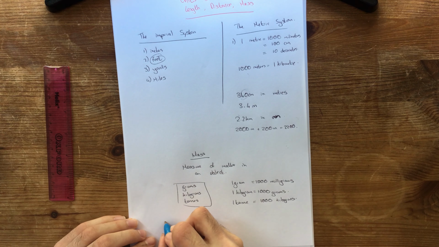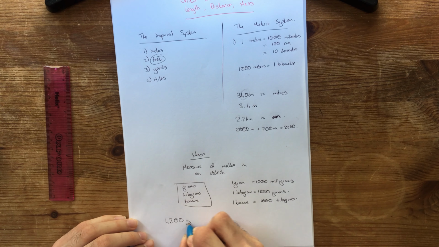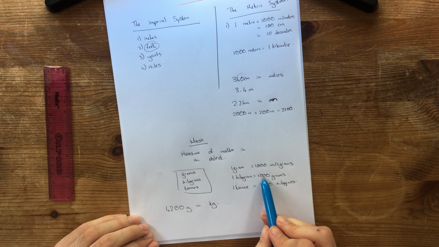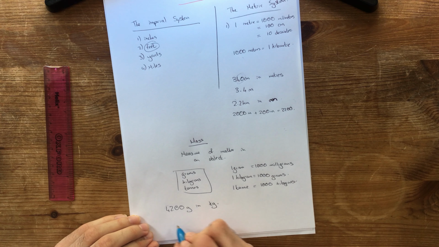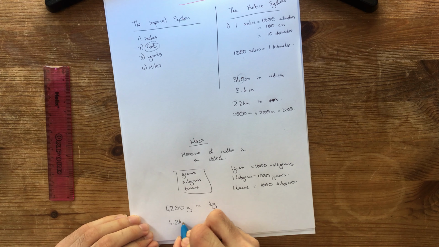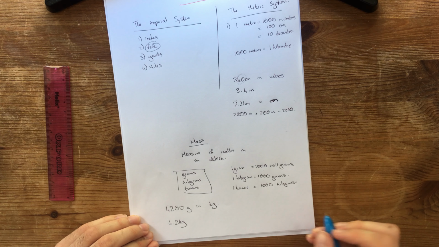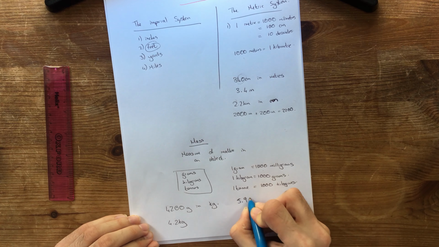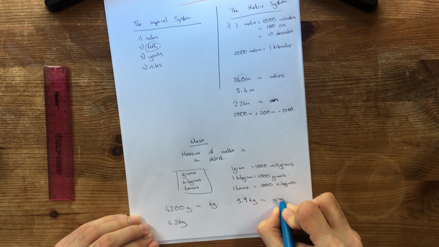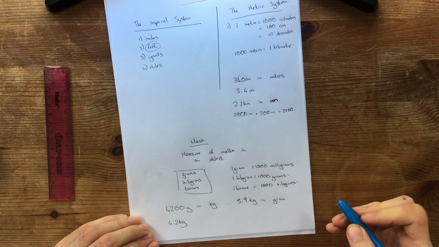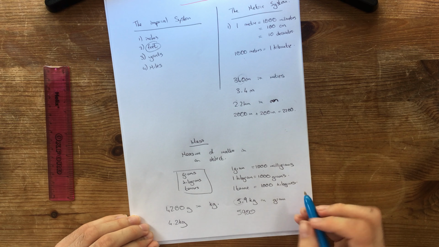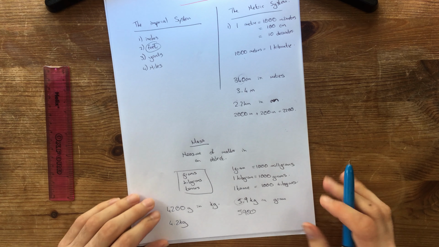So if we wanted, say, 4,200 grams in kilograms, we know that there are 1,000 grams in 1 kilogram. So we have 4,000 here. So that's going to be 4.2 kilograms. Pretty straightforward, really. And you can work the other way. If we had 5.9 kilograms in grams, well, there's 5,000, and we've got 900 as well, so 5,900. So it's not too complicated to convert these, but try out a few different ones yourself.